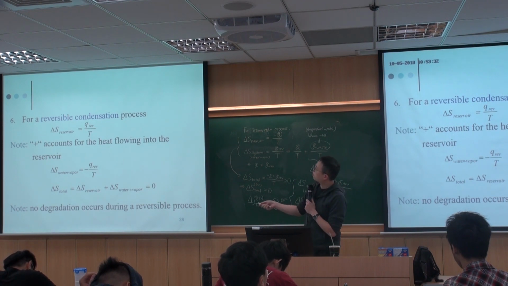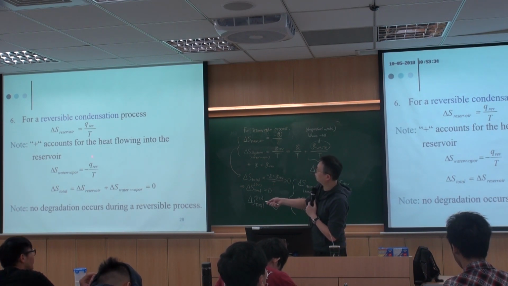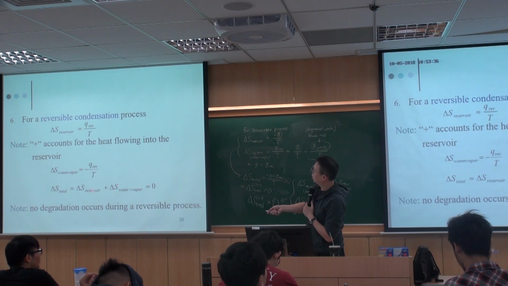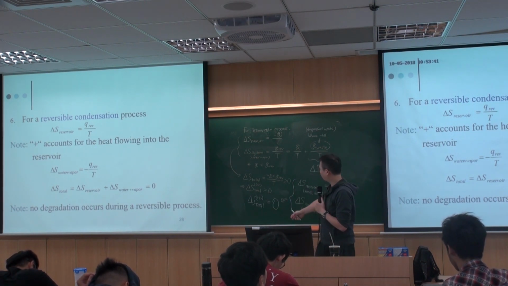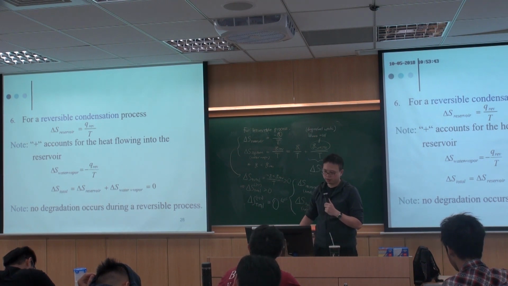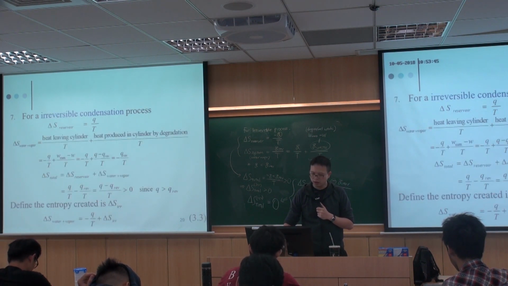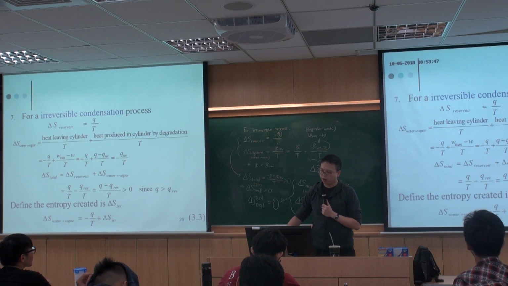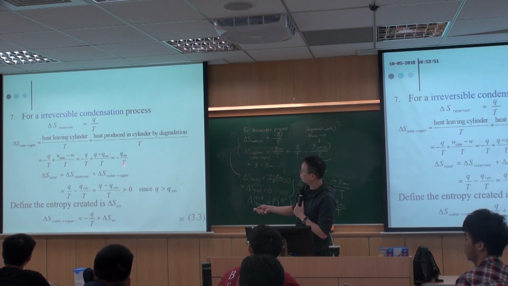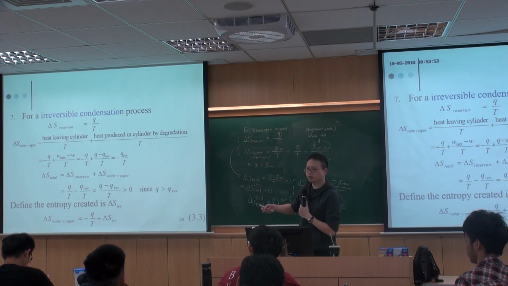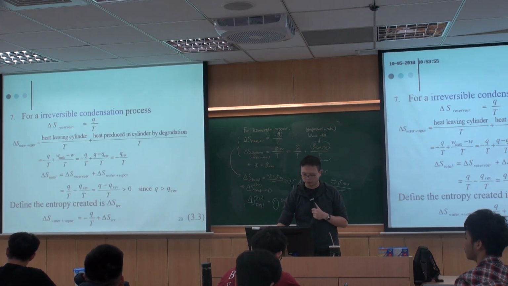So for a reversible process, again, it is fairly straightforward. Delta S total is 0, so I don't have to go through this again. I've already mentioned this earlier. And condensation, it's the same thing. I don't want to go through this again, but it's just a reverse process.